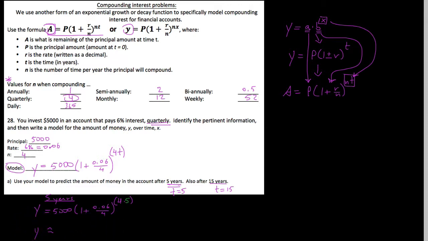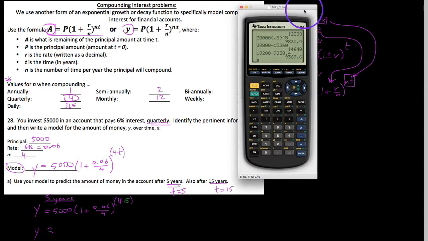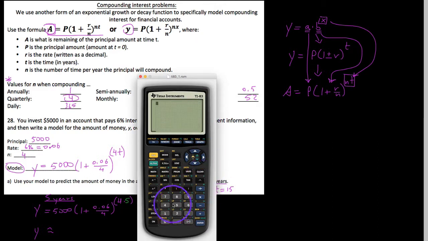We should get an approximate value. Part of this is I just want to show you best practices for typing this in. So we're going to put in our 5,000 on our calculator, then a beginning parenthesis, and hit 1 plus 0.06 divided by 4, and then end our parenthesis there. The neat thing is I don't need individual parentheses around the 0.06 over 4 on the inside, because in terms of order of operations, my calculator is going to carry out this division before it adds it to my 1. So we can leave it this way.